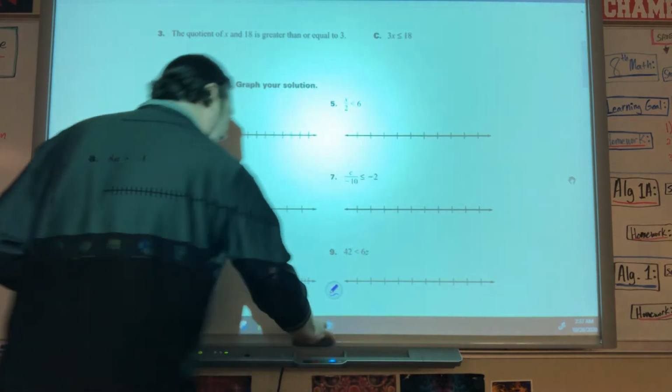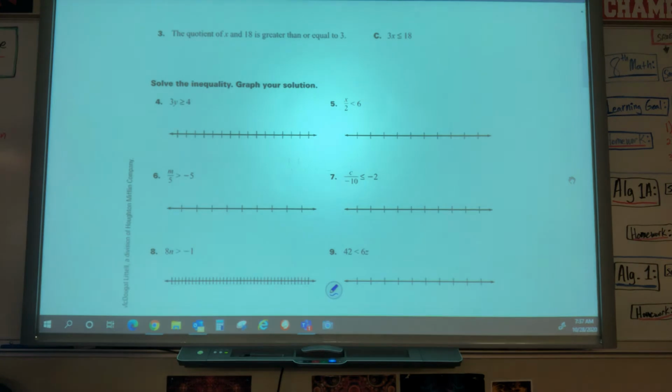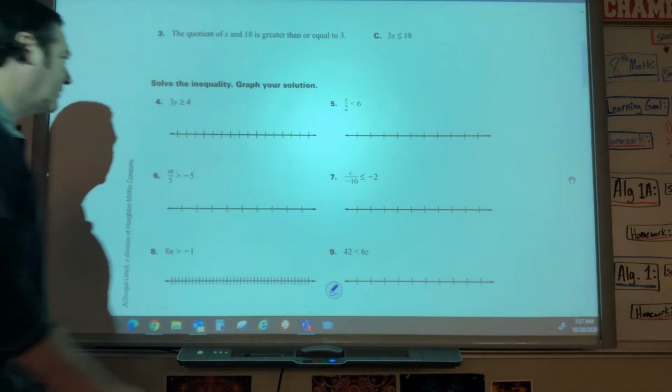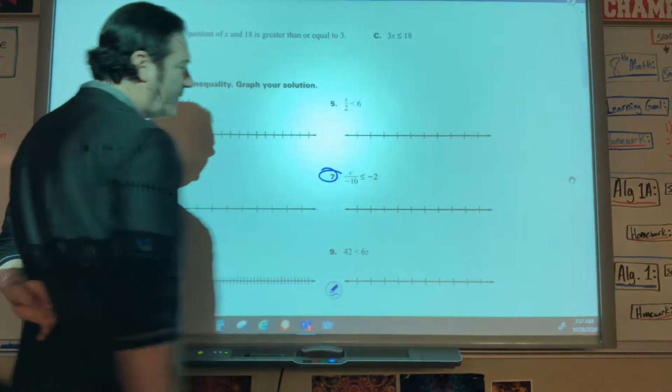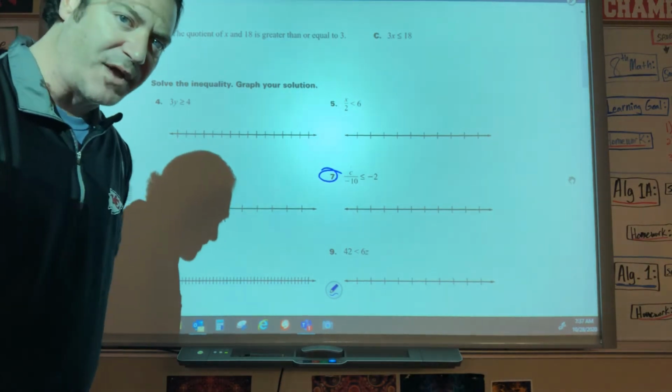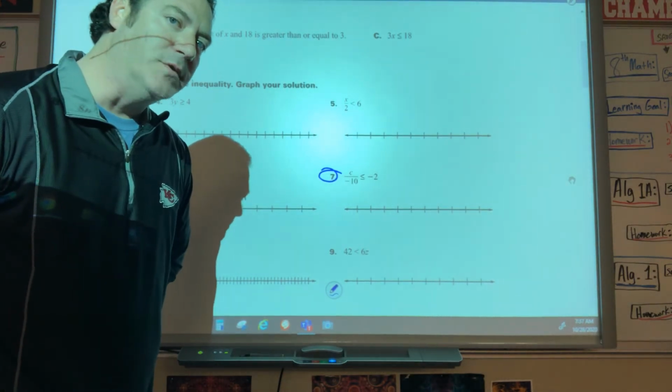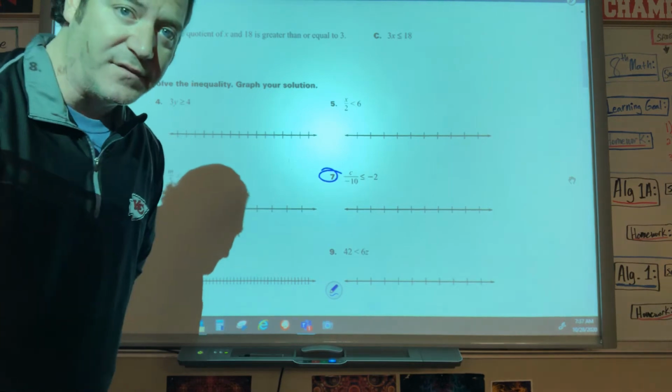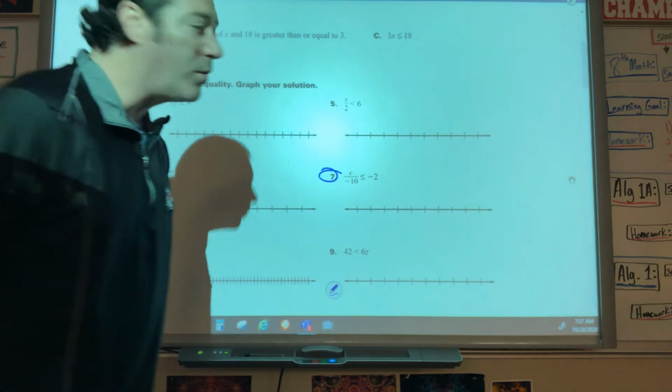Going down to the next section here. So it says solve the inequality and then graph our solution. Let's look at number 7, okay? Because that's the one I kind of want to talk about. The one thing that's different when solving an inequality with an equation, and maybe write this down, anytime you multiply or divide by a negative number, you flip the inequality sign.